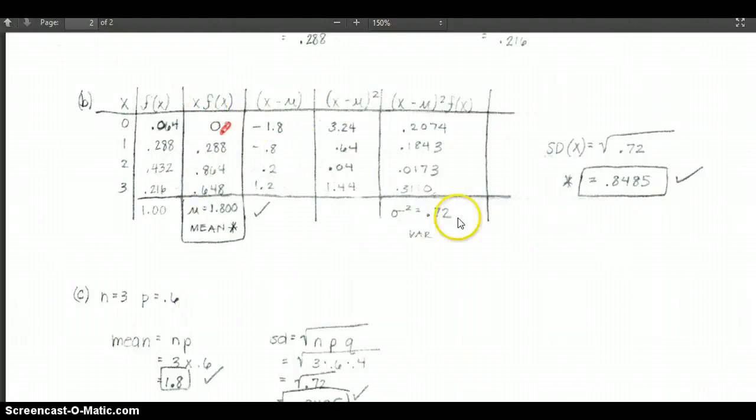And then we try to find the variance by using the formula. We do x minus mu, so each x value minus the population mean mu, and then square all these values. We get this, and then multiply this column by its corresponding probability. So we get these numbers and adding up, we get 0.72, and that is the variance. Taking the square root of the variance, we get the standard deviation.